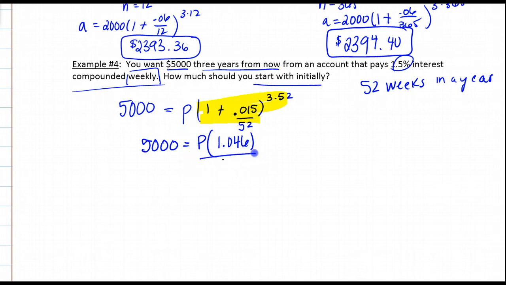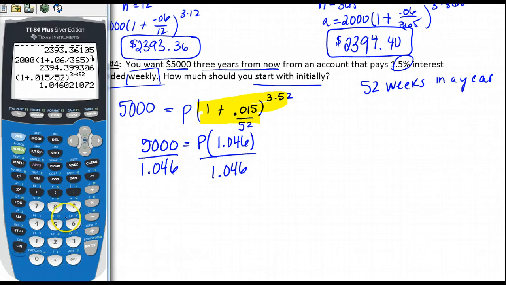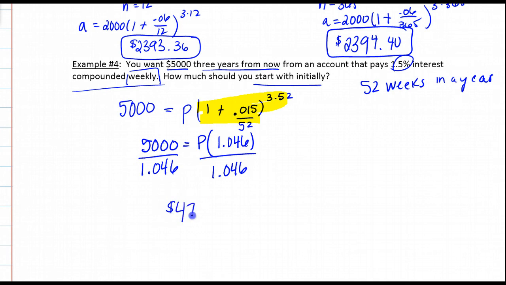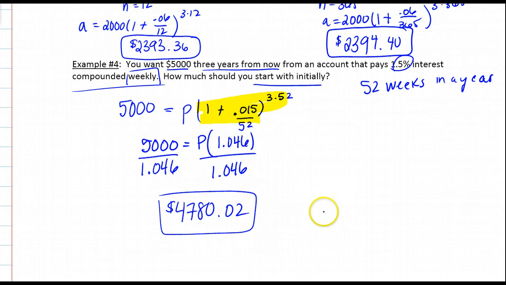And now if I need to get P by itself, all I need to do is divide both sides. So I'm going to do 5,000, and I don't like to round at all in my problem, so I'm going to go divided by second answer. So you go to the second and the minus sign. Just divide by the previous thing that you got in your calculator. And you got $4,780 and 2 cents. So that's what you need to put into your bank account to have $5,000 in 3 years at that interest rate.